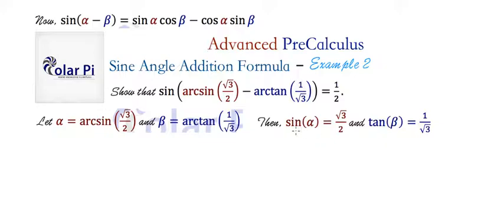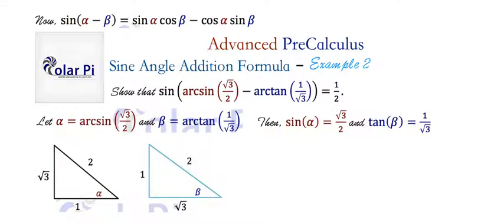Because now, from here, if sine of alpha is root 3 over 2, then we can draw a right triangle such that sine of alpha is root 3 over 2. In other words, the opposite side is root 3 and the hypotenuse is 2. And so then, using the Pythagorean theorem, we can complete the triangle and know that this side has got to be 1. And then similarly, tan of beta being 1 over root 3 means the opposite side of our right triangle is 1 when the adjacent side is root 3. And again, using the Pythagorean theorem, we see that the hypotenuse has to be 2.